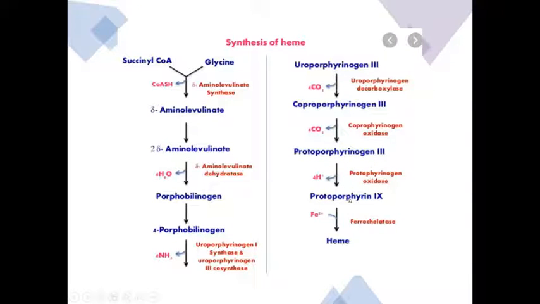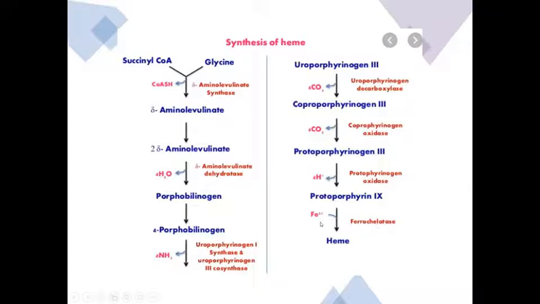This protoporphyrinogen 3 is converted into protoporphyrin 9, and here 4 hydrogen ions are liberated. This step is catalyzed by the enzyme protoporphyrinogen oxidase, and this protoporphyrin 9 is converted into heme. Here the ferrous ion is also involved in this process with the enzyme ferrochelatase.